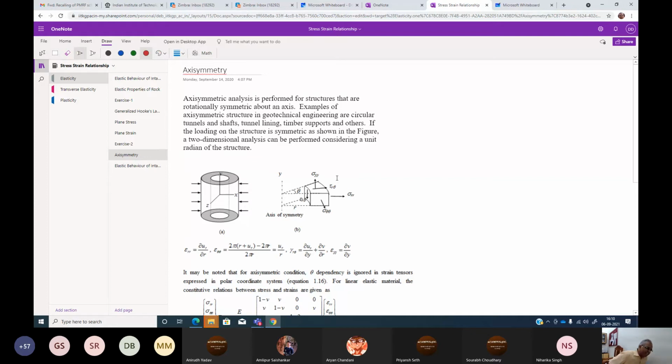Now there is another way of doing 2D also, which is called axisymmetry. So the axisymmetric condition is like this.